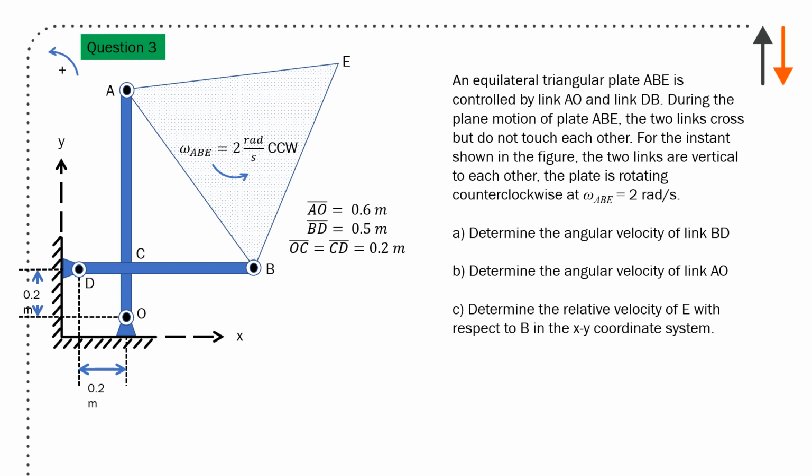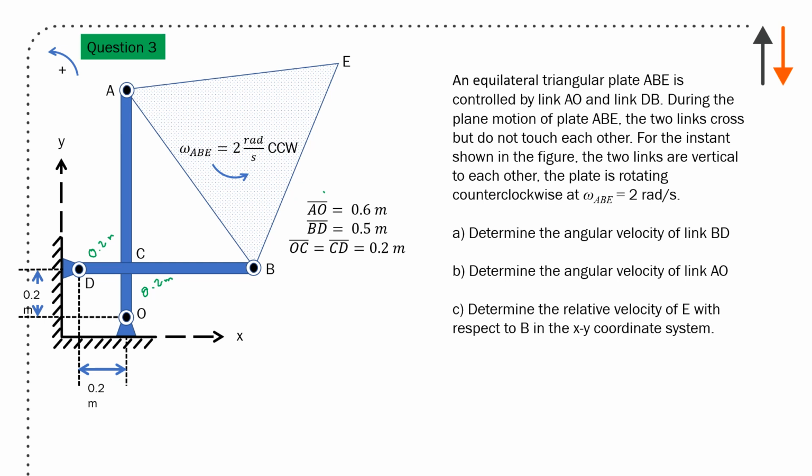And the kinematics problem in this case was an equilateral triangle over here, which is attached to two links, which are OA and DB. In addition to that, you're given these distances CD, which is 0.2 meters, and OC, which is 0.2 meters. Equilateral triangular plate is controlled by the link AO and link DB. During the plane motions of link A or plate ABE, the two links cross but do not touch each other. So that's important to recognize.